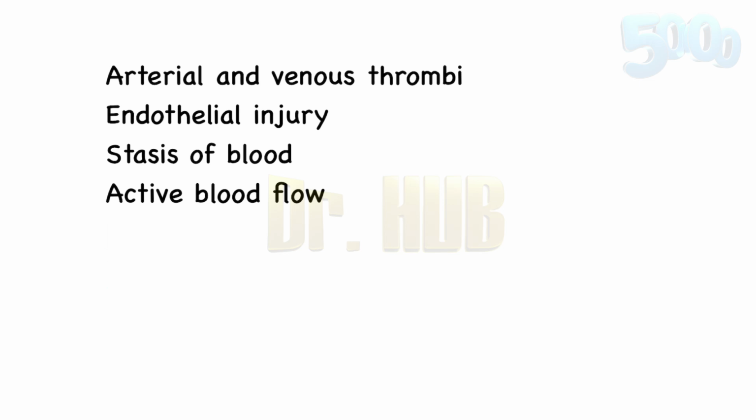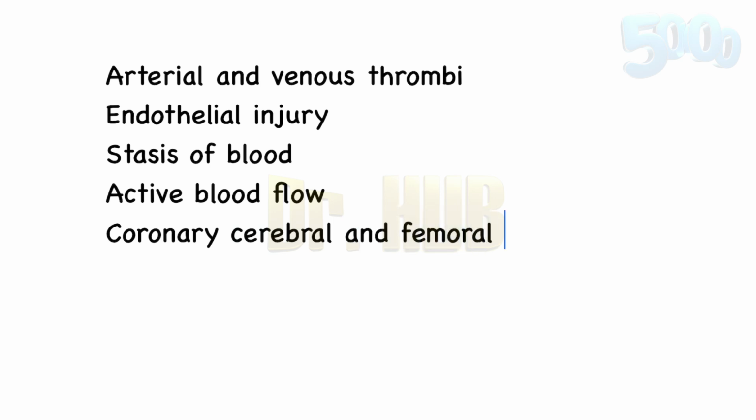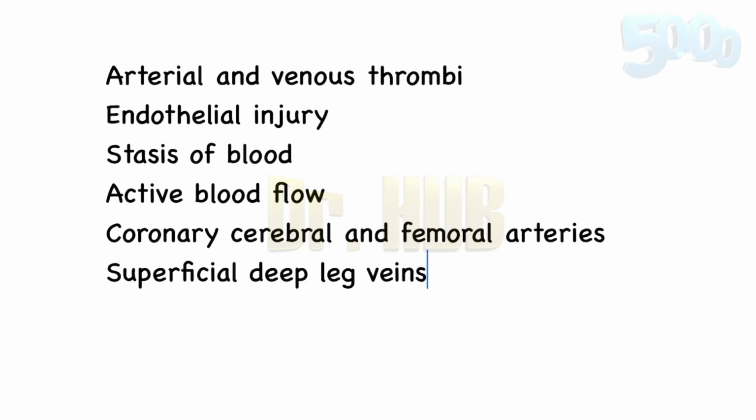Now, what about the site? The site in arterial thrombus includes the coronary, cerebral, and the femoral arteries. Now, let's look at the venous thrombus. In terms of venous thrombus, it is the superficial and deep leg veins and also the ovarian and periuterine veins.